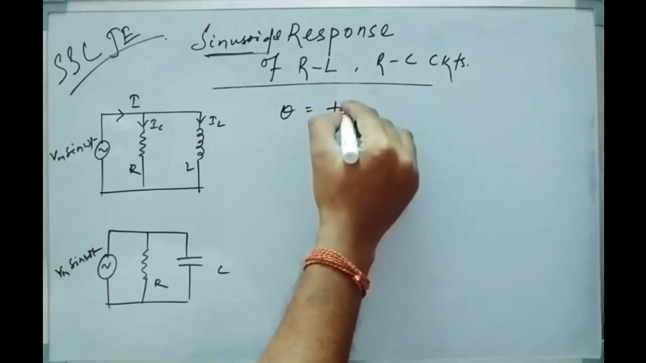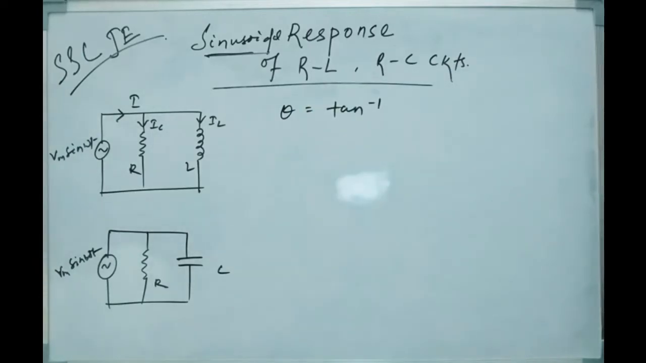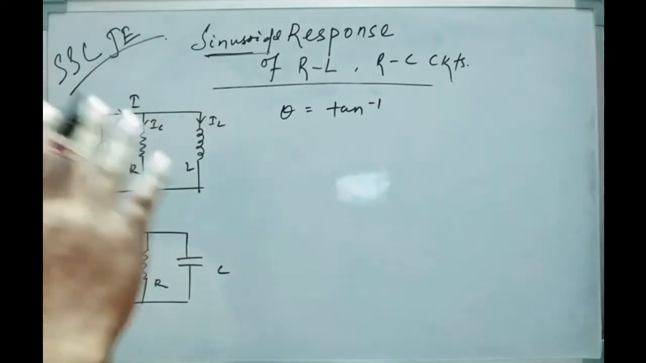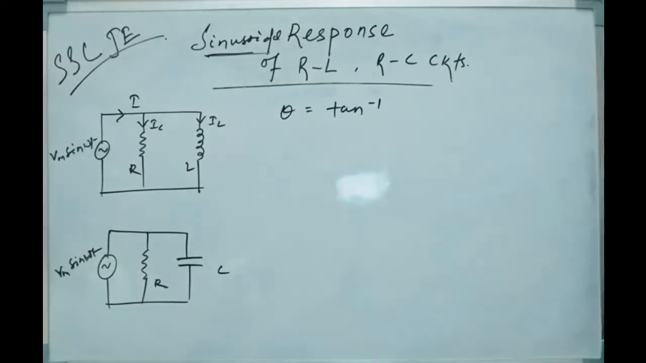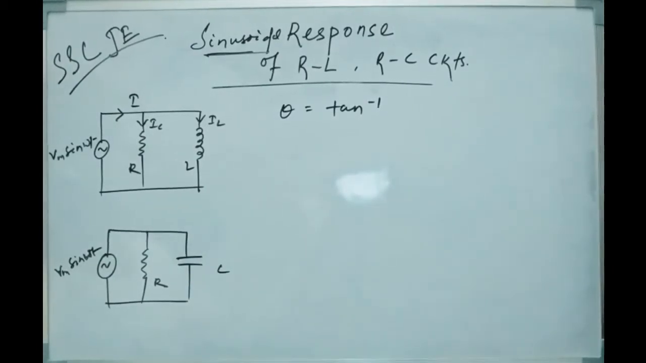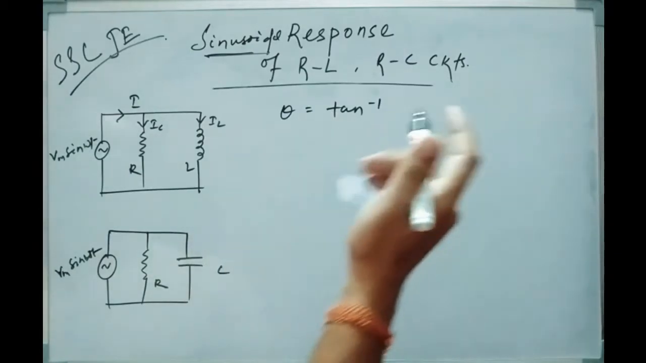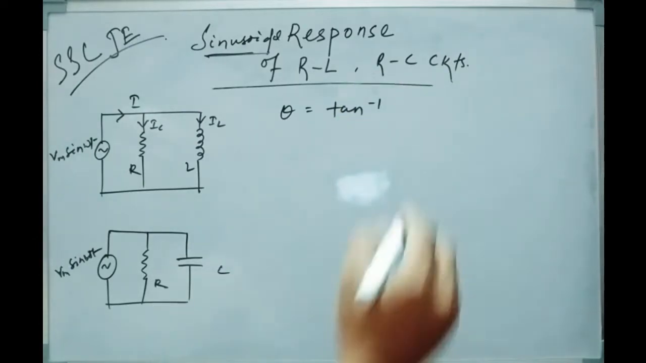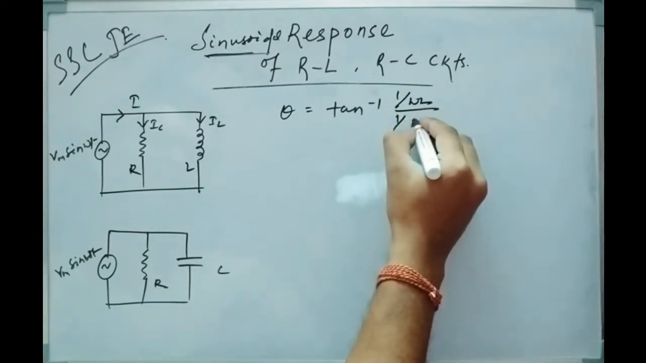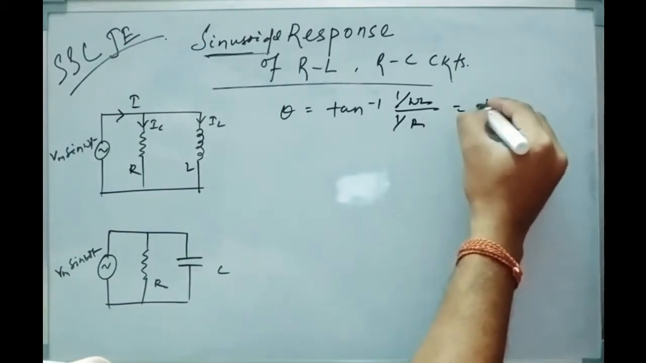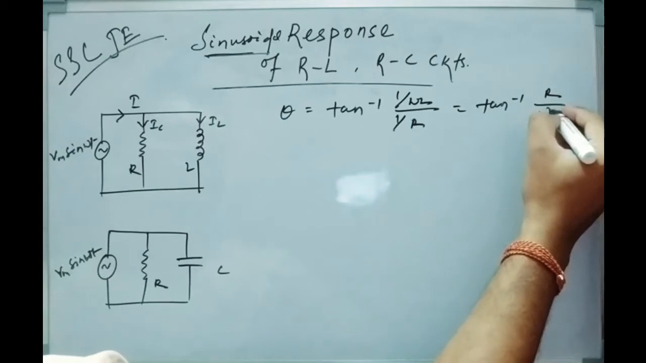Here you can get theta as tan inverse. Here one thing you need to remember: whatever we were writing in case of RL, RC and RLC series circuits, here the terms will be the reciprocal of that. If there is resistance, then we are going to take the reciprocal of that resistance, 1 by R. So there it was omega L by R, here it will be 1 by omega L by 1 by R, so tan inverse R by omega L.